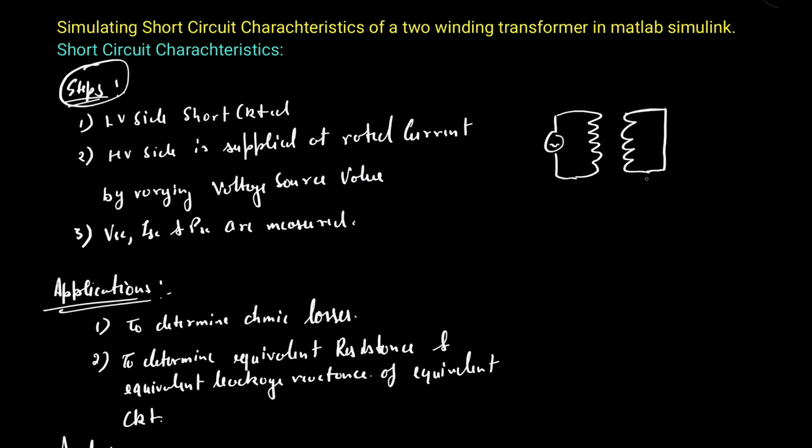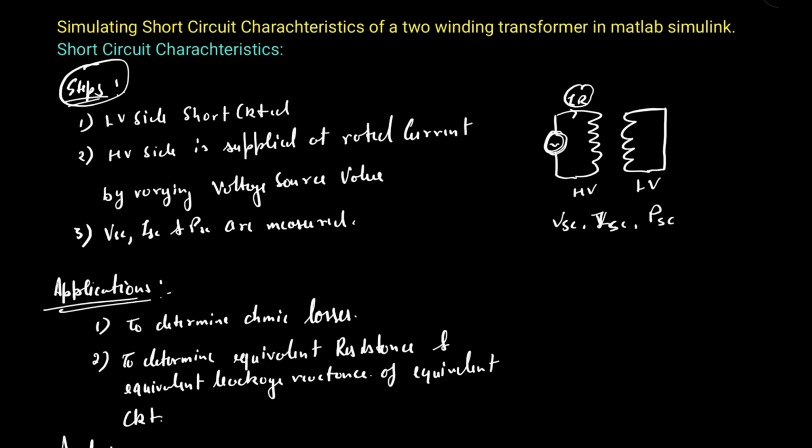So firstly, the LV side of a transformer is shorted. Second step is to provide rated current to the HV winding. So this voltage value is varied in such a way that a rated current flows through this winding. And finally, we will measure the short circuit voltage, short circuit current, and the short circuit power.